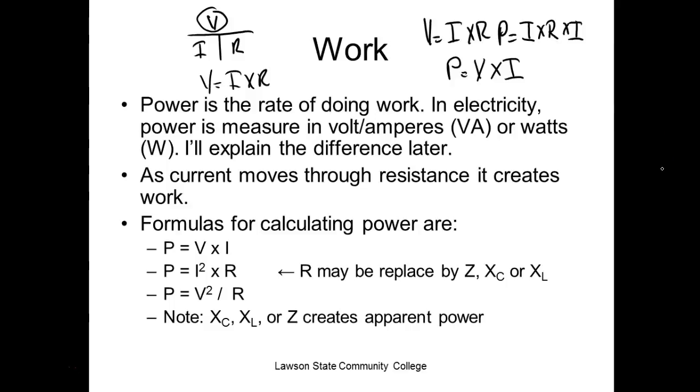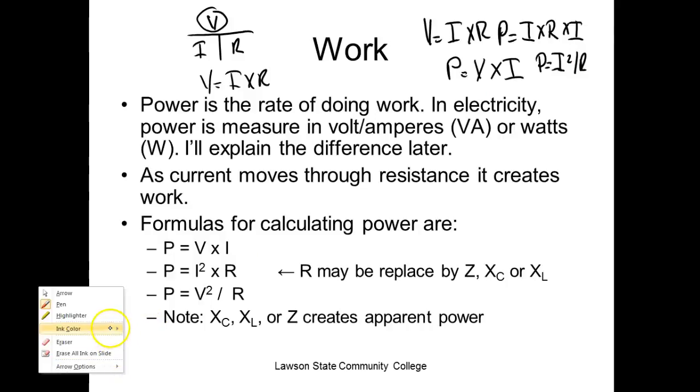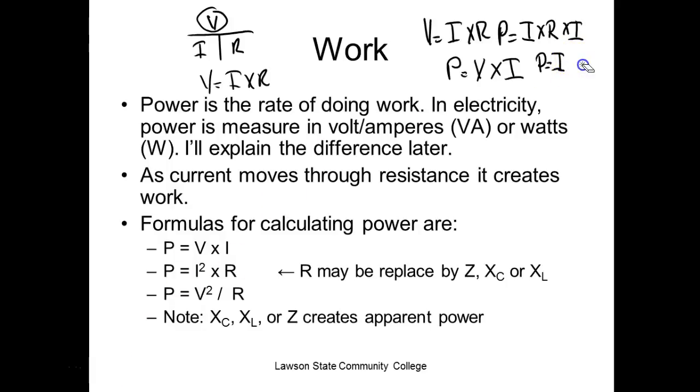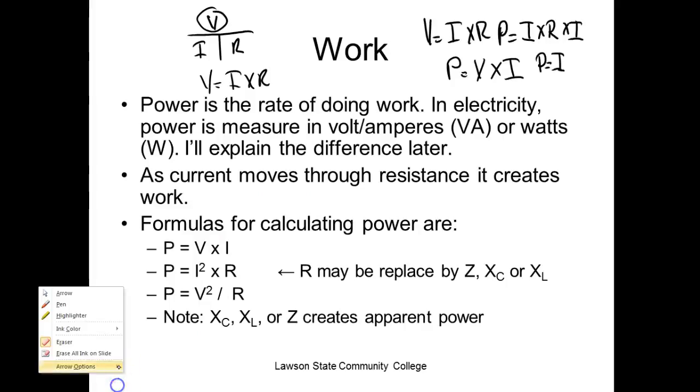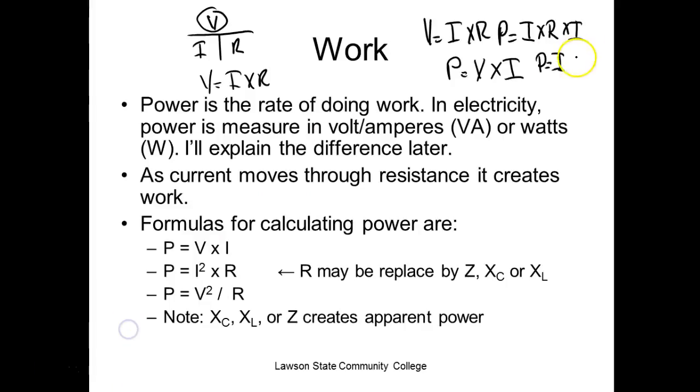So what would we call that? We got two I's. What do we have when we multiply? Yeah, so another formula we got is P is equal to I squared R. That's supposed to be a times, I just got it too close together, but I don't have to put times. So that gives us another power formula.